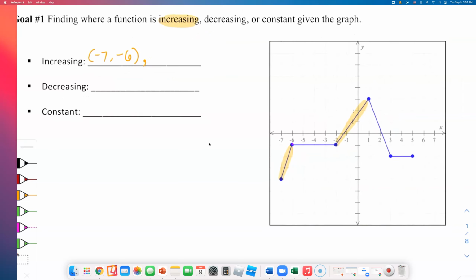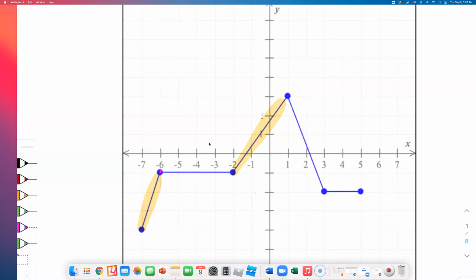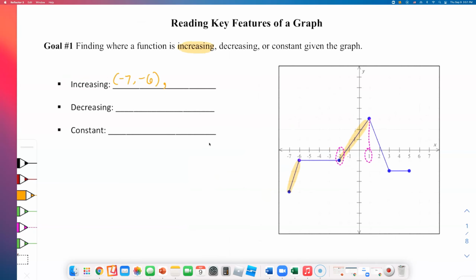What about the other one? I can see that it's increasing from -2 to +1. So the interval notation will be -2, +1. There's no other section where the graph is going up from left to right, so we found our answer.